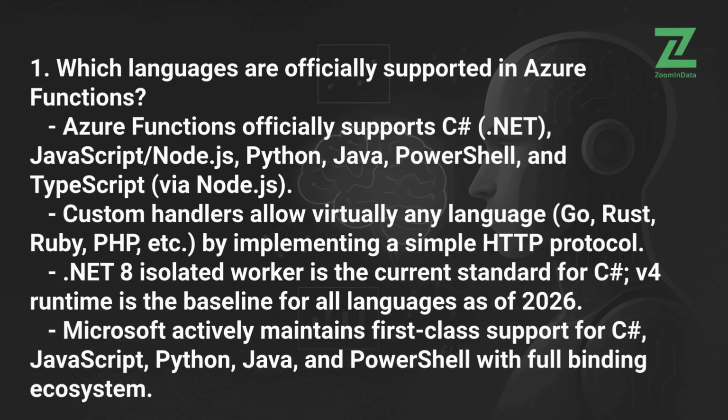.NET 8 Isolated Worker is the current standard for C#. V4 runtime is the baseline for all languages as of 2026. Microsoft actively maintains first-class support for C#, JavaScript, Python, Java, and PowerShell with full binding ecosystem.